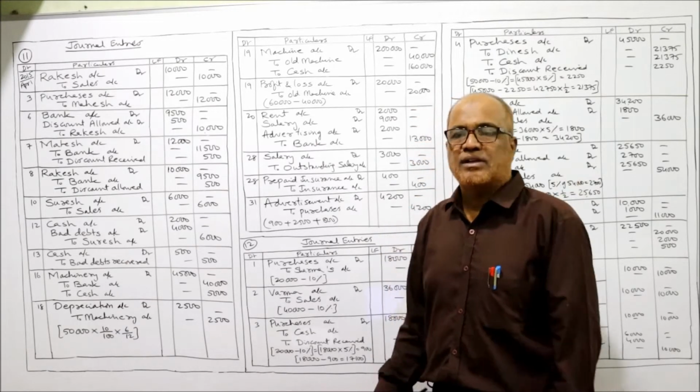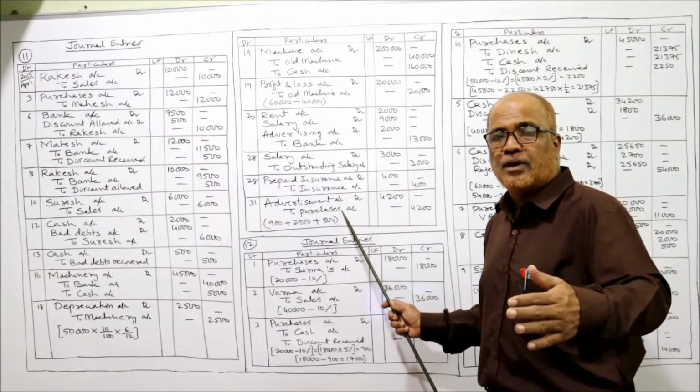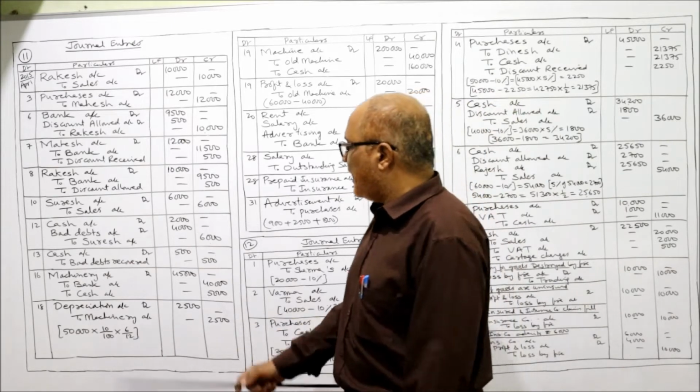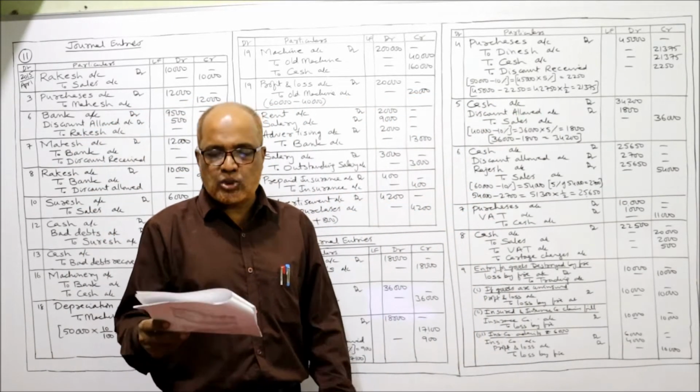So we will debit advertisement. Advertisement account debit to purchases, because goods are given. Goods are given, that's why we will credit purchases. That's all. This is the end of problem number 11. Now I am reading out problem number 12.